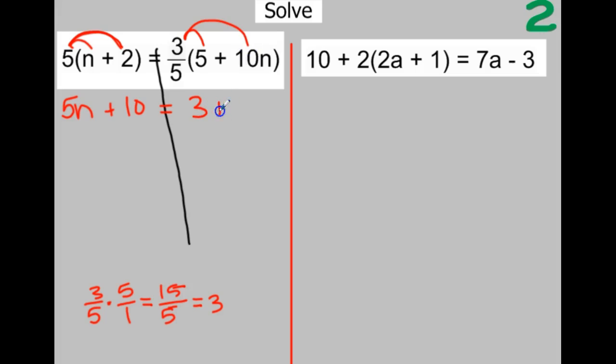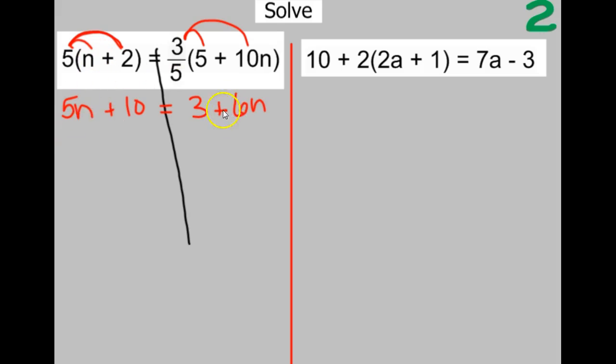Then 3/5 times 10n. Well, 3/5 times 10. 10 is really 10 over 1. That gives us 30 over 5. Well, 30 divided by 5 is 6. So 6n. If you'd prefer to plug that in your calculator, that's fine.